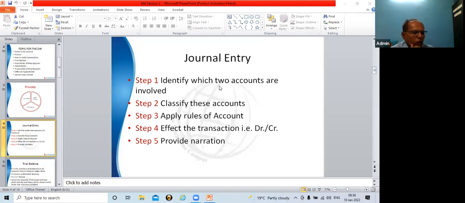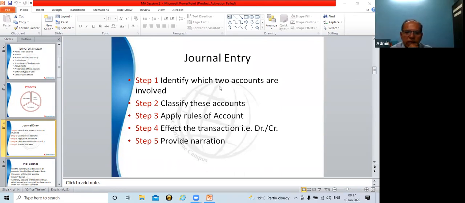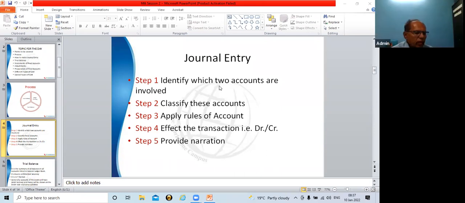And I told you capital, it is which account? Can you remember? Capital is personal account. Yes, capital is personal account. Correct.